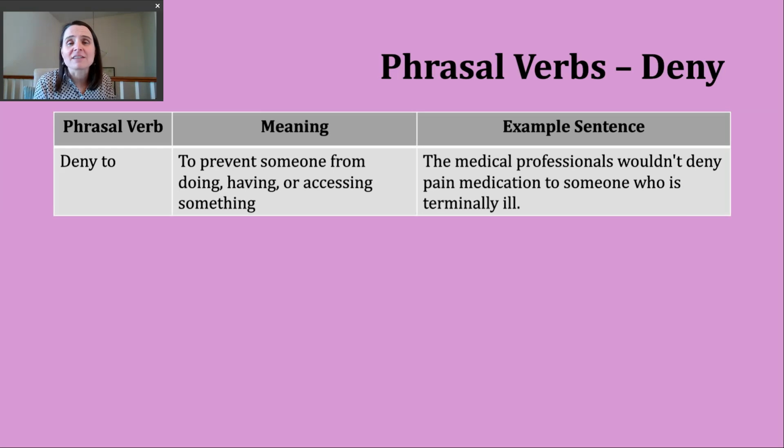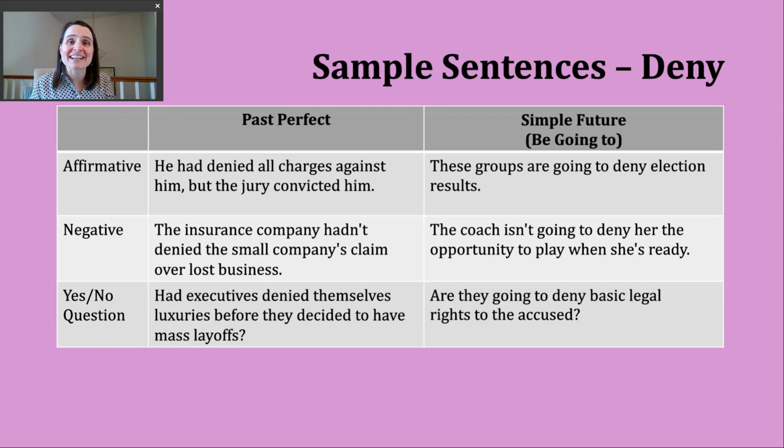So this particular sentence is saying medical professionals are not going to prevent someone with a terminal illness from getting or accessing pain medication. Now, let's continue practicing our verb of the day in a couple different verb tenses. Today, we're going to practice the past perfect and the simple future using be going to. We'll start with the past perfect.